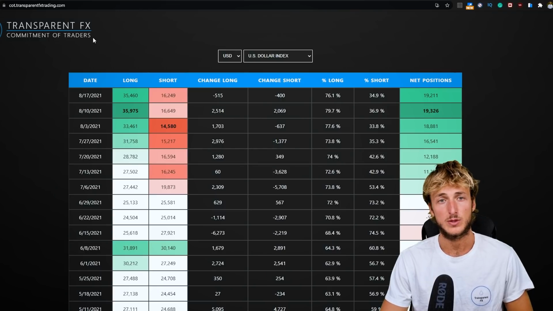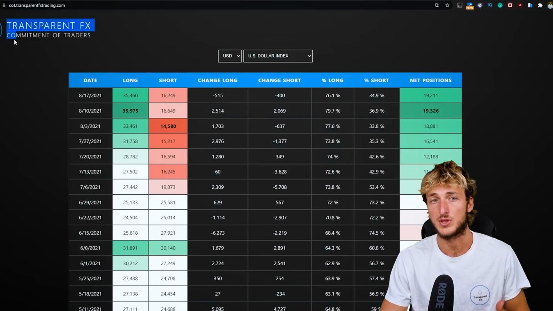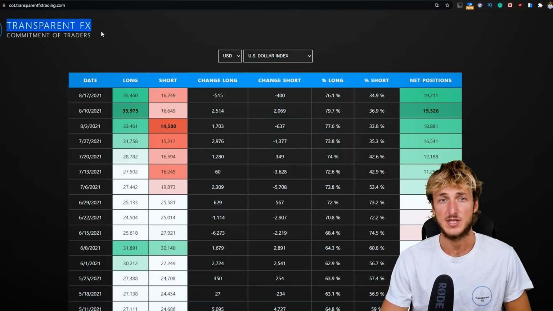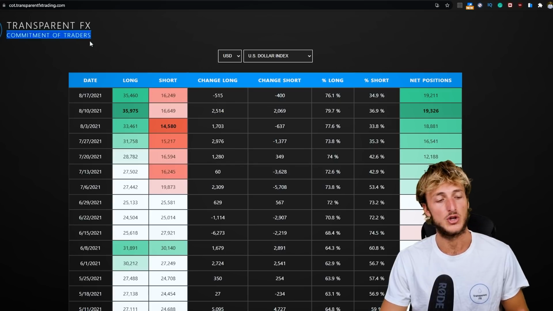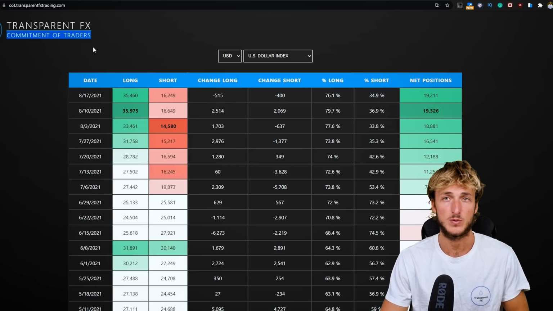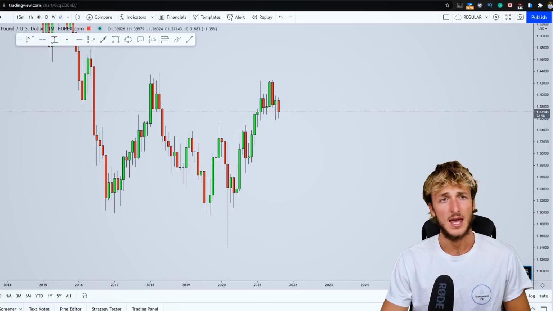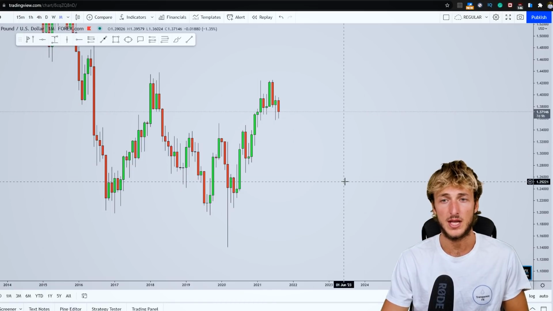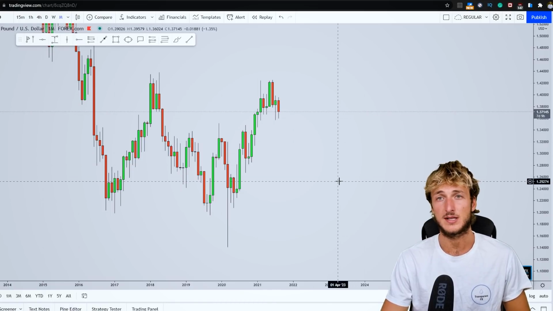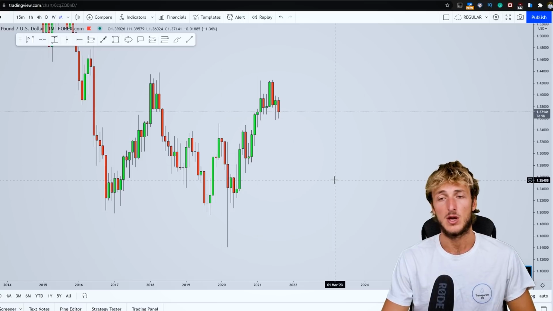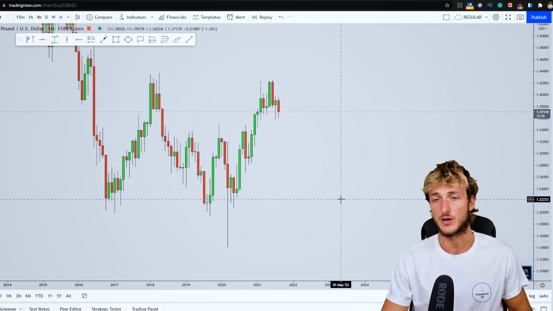Then we will go and see what we have when it comes to the commitment of traders, which is basically the COT data. So what the non-commercials in the market are doing, which are the biggest speculators. And by the end of the video, by using the combination of these two different types of analysis, we will try to understand where we have the highest probabilities for a potential move here on the pair.